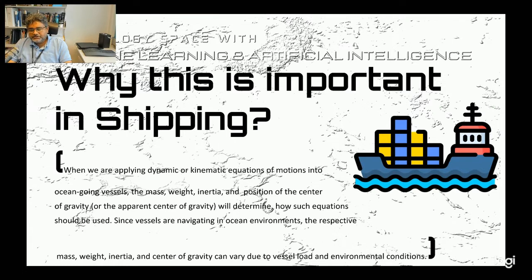So in this presentation, we are focusing on the concept of this variation in the center of gravity. Because of that variation, we are introducing a new concept called apparent center of gravity to represent the variations in the actual center of gravity in these ocean-going vessels. However, we will start from scratch to explain how this variation in the center of gravity can occur.